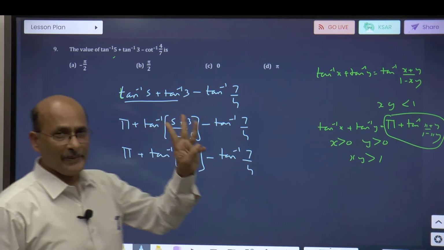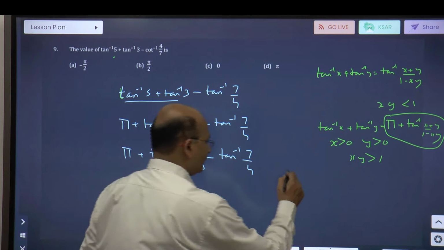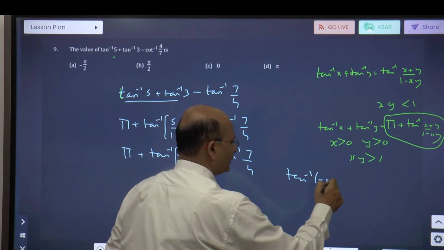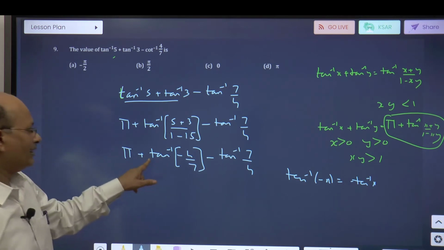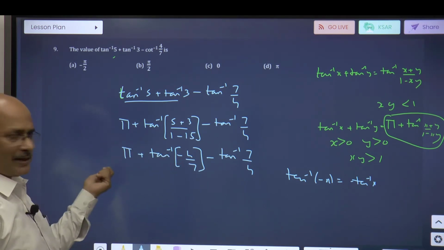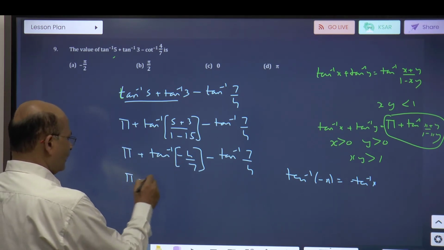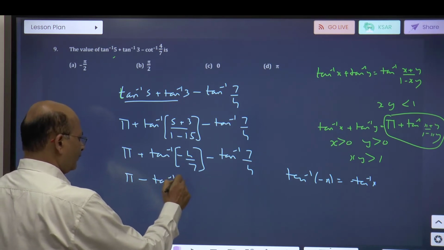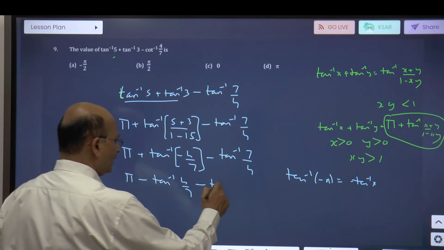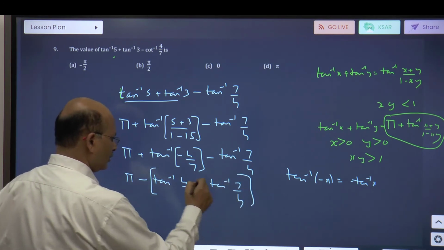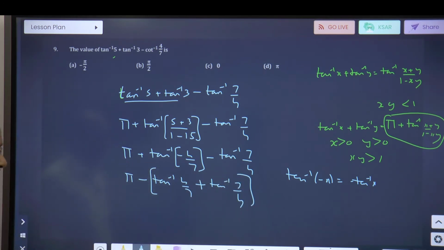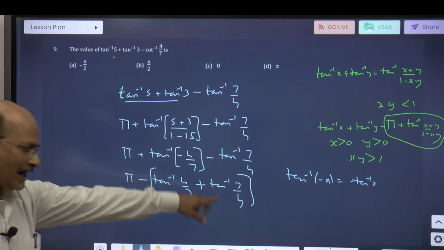Now I told you in the beginning, what is tan inverse of minus x? It is minus tan inverse x. So tan inverse of minus x, take this minus to this side. So this will become pi minus tan inverse 4 by 7 minus tan inverse 7 by 4. If I take minus common, it becomes tan inverse 4 by 7 plus tan inverse 7 by 4.